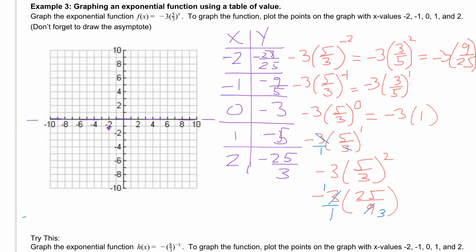Then negative 9 divided by 5 is just negative 1.8. So at negative 1, I'm really close to negative 2, but not quite there. 0, negative 3, that's an easy one to do. It's just right here. Then I have 1, negative 5. And then negative 25 divided by 3 would give me negative 8.333 repeating. So I'm going to do negative 8 and just a little bit past that. Then I can form my graph. So I'm here, and then I'm going to ride along that asymptote.